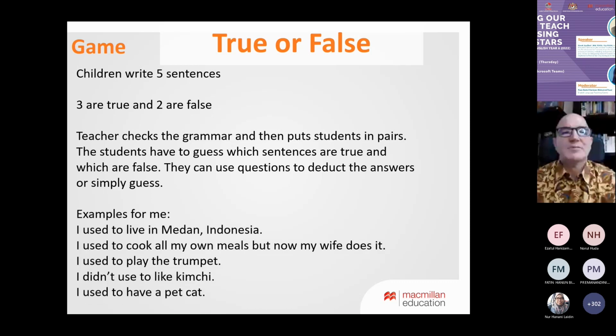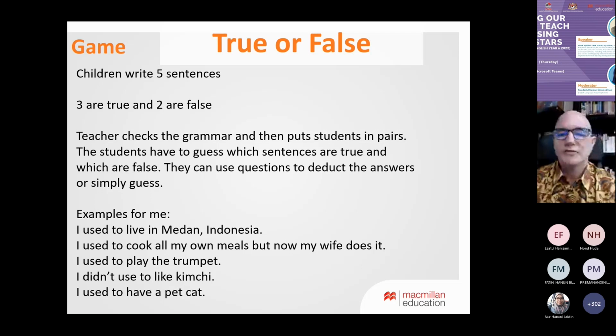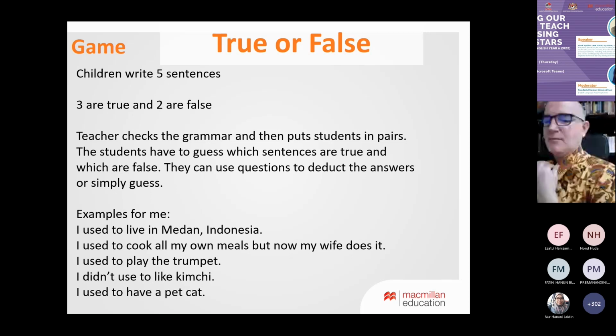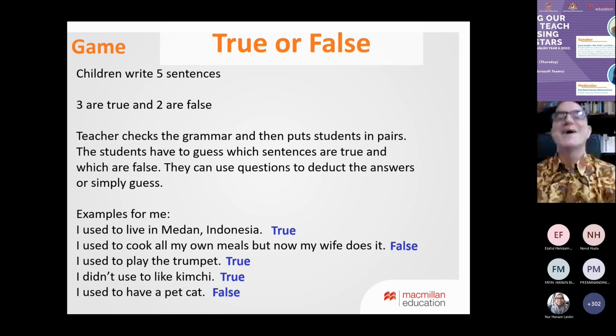So here's some examples for me. I'll let you read those and decide which are true and which are false. Number 1, do you think this is true or false? T or F in the chat box, quick, quick, quick. Check out my batik. Of course, it's true. Oh, they've all gone through. Never mind. Yes, it's true.